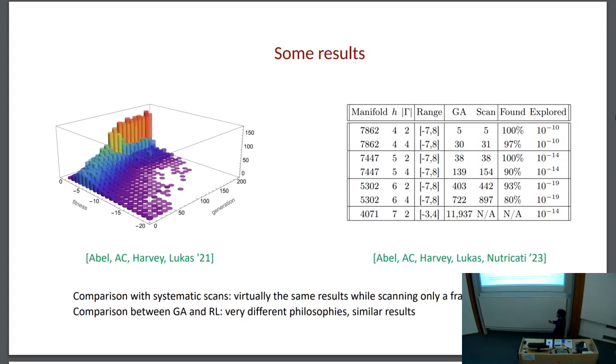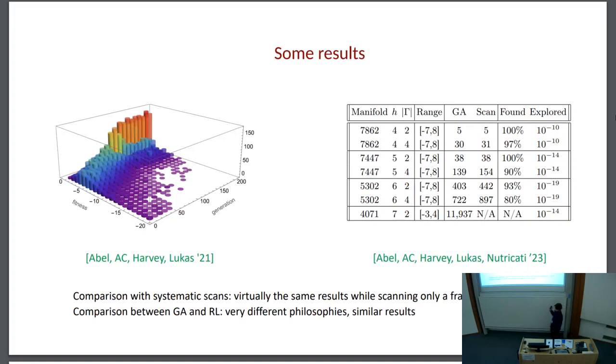So I have two lessons here. So first we made a comparison between systematic searches that we performed earlier and results obtained with GA and RL, and we obtained virtually the same results while scanning only a fraction of 10 to the minus 20. So this is quite surprising. You don't scan the full space, you scan a tiny fraction, 10 to the minus 20, and you obtain all the solutions. And you know that you found all the solutions because you performed already a systematic scan.